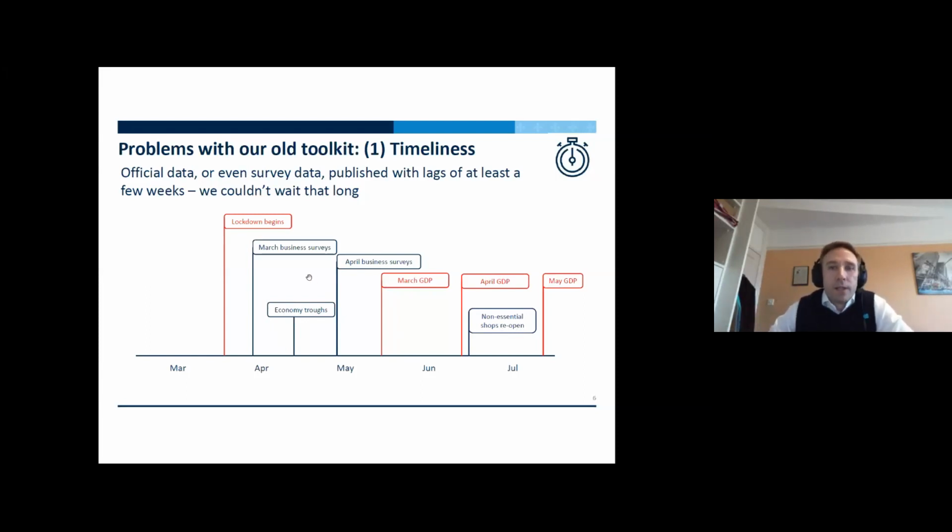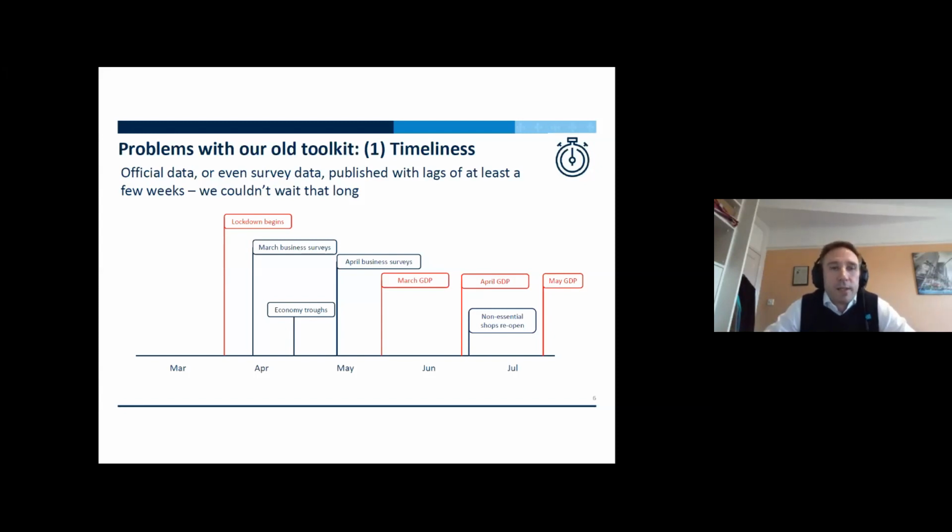Now, you do get business survey data more quickly than the official data, but we'll come on to how usable those surveys were in measuring the downturn in a minute. So the broader point here is that we really couldn't wait for the usual indicators to come along. Economic activity was falling at an exceptional pace, with different parts of the economy being hit in vastly different ways. So we had to try and find ways to monitor and assess that.